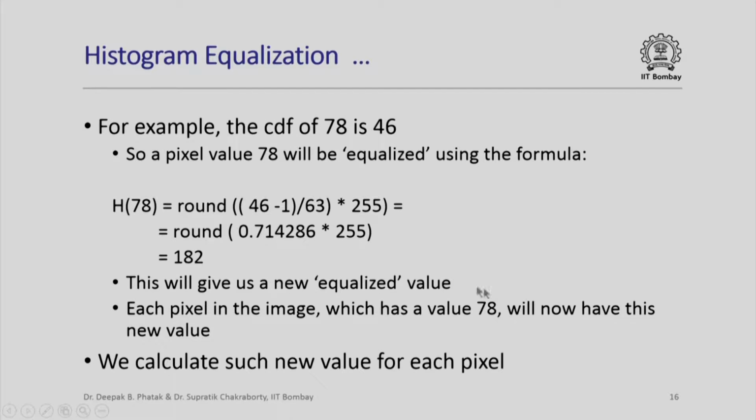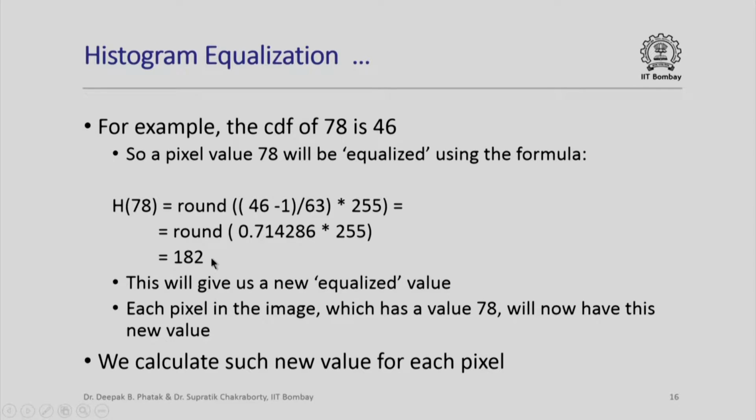Let us look at this example. The CDF of 78 is 46. You can go back and check, the cumulative distribution function at 78 was 46. So a pixel value 78 will have to be equalized, that means it will have to be mapped to a new value using our formula. This formula is H of 78 is equal to round of (46 minus 1) by 63 into 255, which is nothing but round of 0.714286 into 255, which is nothing but 182.